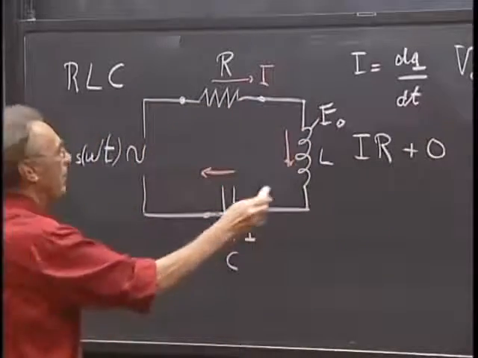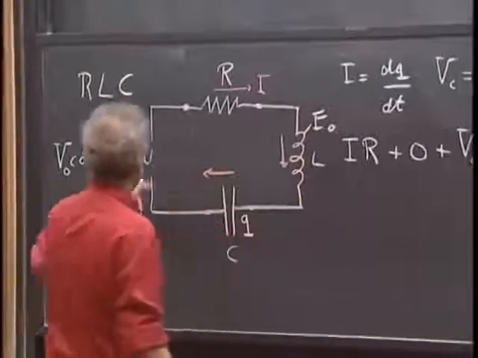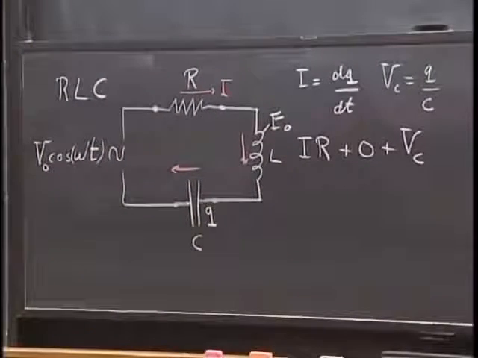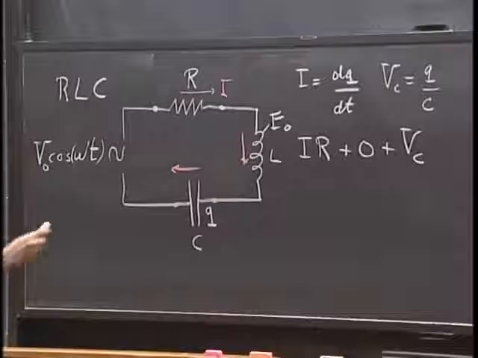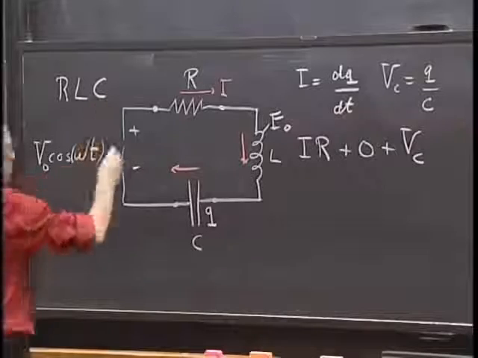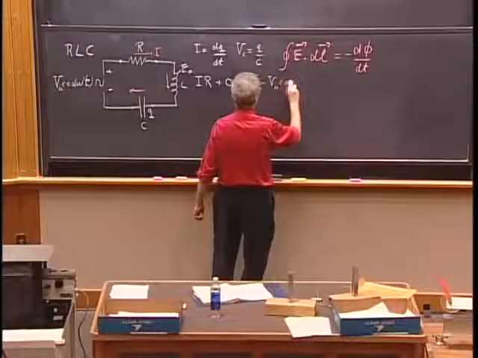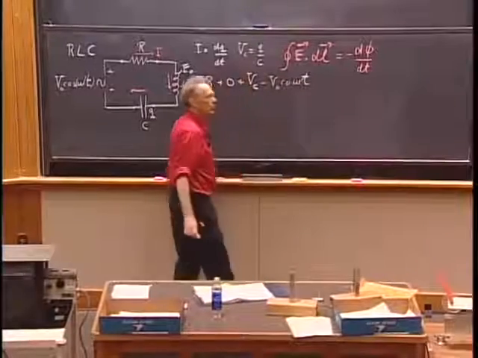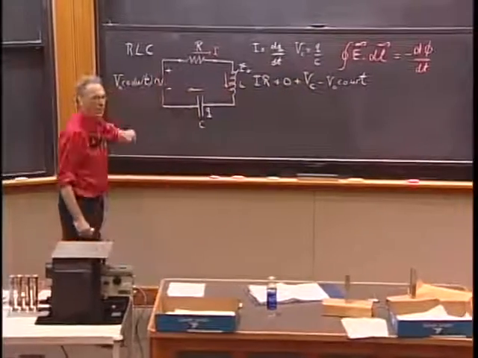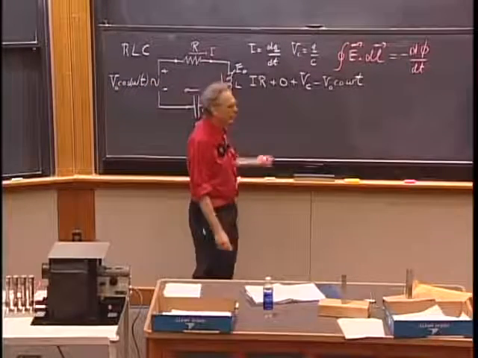When I go over the capacitor, I get my VC. And here, depending upon the phase, if I assume this plus and this minus, but you can reverse that, then when I walk in this direction, I would get minus V0 cosine omega t. But if you feel like reversing it, I have no problem with that. That's just a matter of 180-degree phase. It's no different physics.